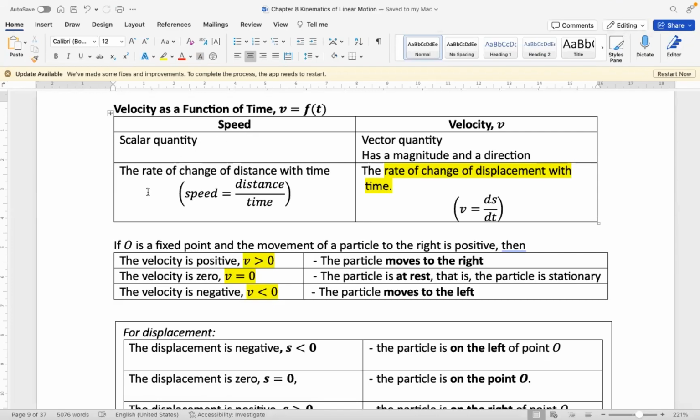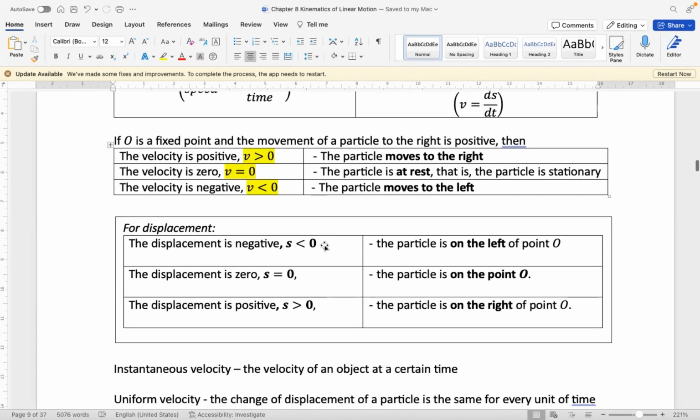The definition of speed is the rate of change of distance with time. This is the formula of speed: distance over time. Whereas for velocity, the definition is the rate of change of displacement with time. Later on, you will learn that velocity is actually ds/dt, so it is the rate of change of displacement with time.